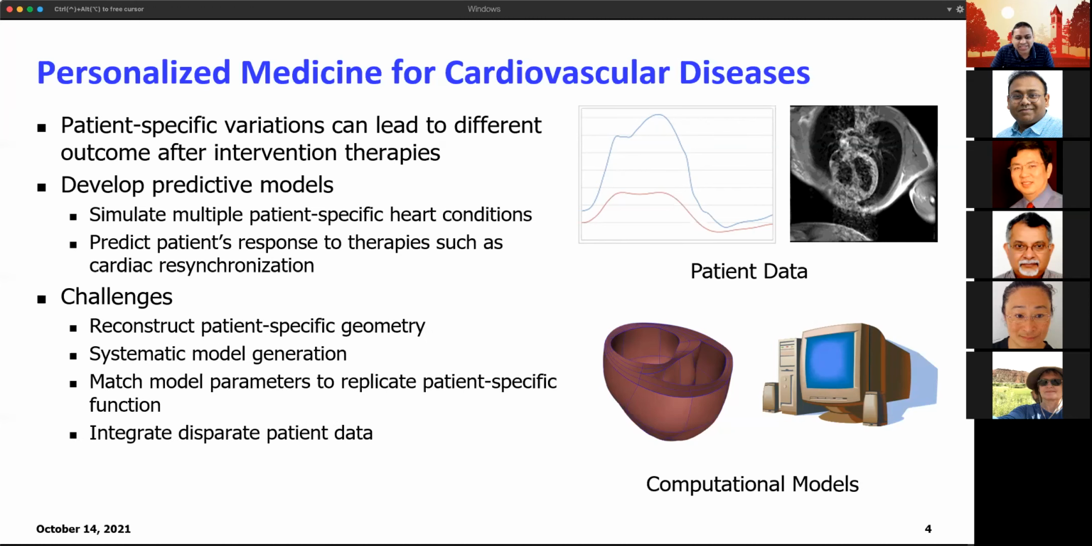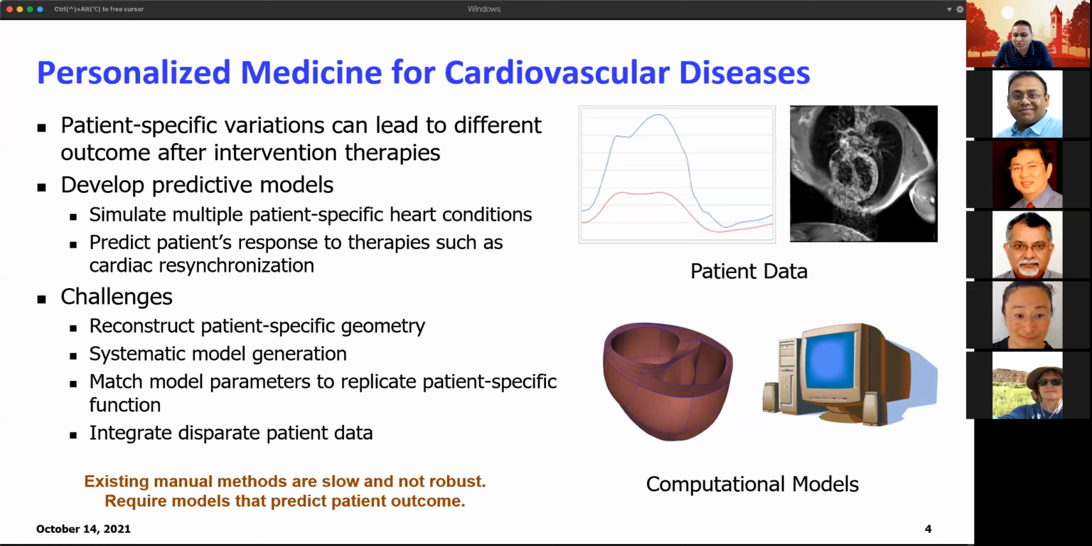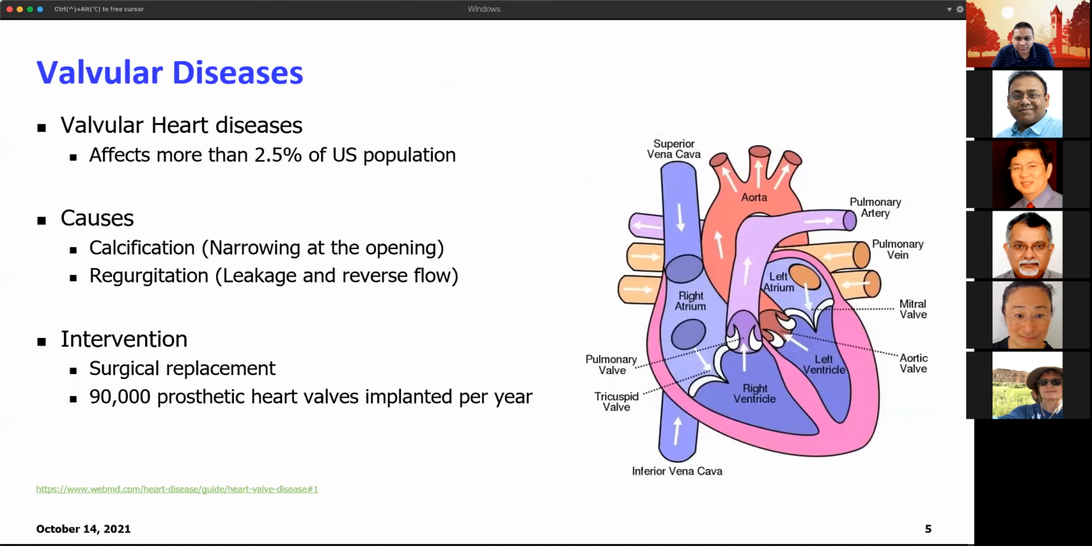Obviously, there are several challenges associated with this. First, we need the ability to get the patient-specific data like geometry, etc. Then we need to create a computational model that can replicate the patient-specific function, and then finally create something that can be called a predictive model. Current manual methods are very slow, and that's where some of my research and the research of others in this field has been going, to develop automated methods to create these patient-specific models.